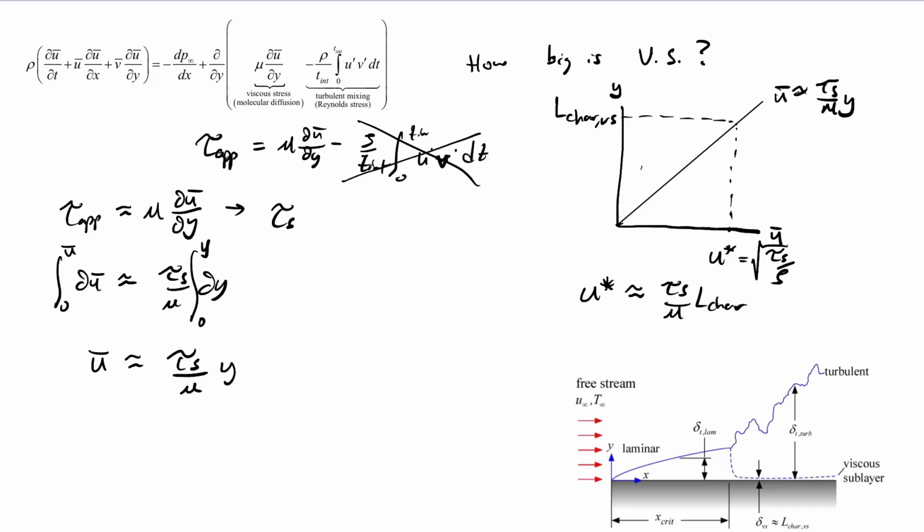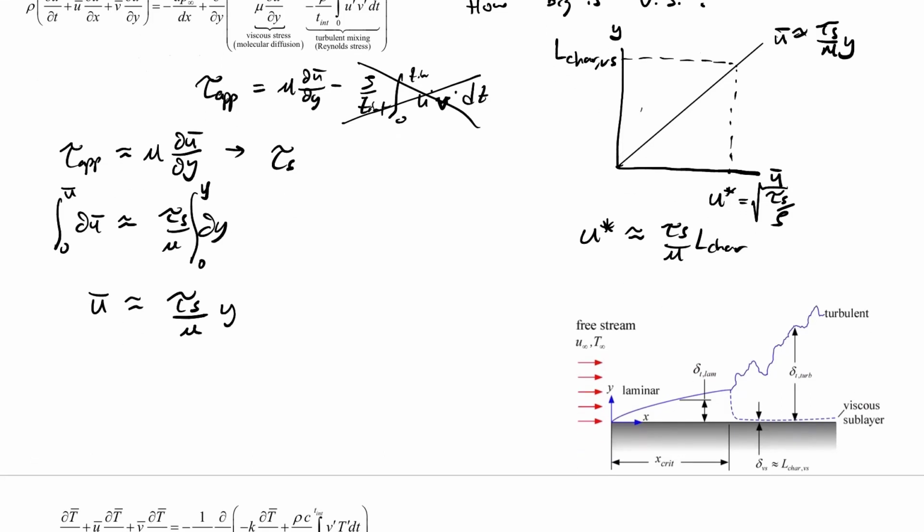So that's a bit of a confusing and tortured way of getting to this conclusion, which says our velocity magnitude is going to be proportional to the shear stress at the wall divided by the molecular viscosity times the characteristic length of the sublayer. So this is now relating the magnitude of the oscillations to the boundary layer viscous sublayer thickness.